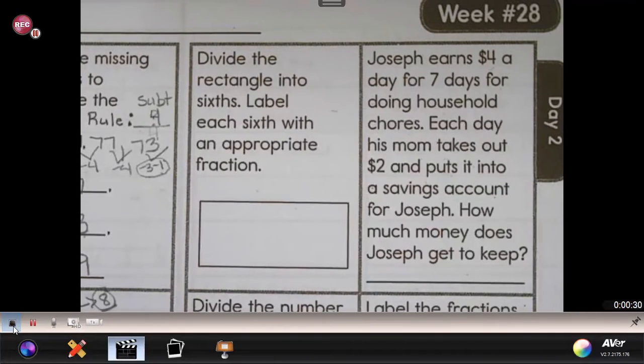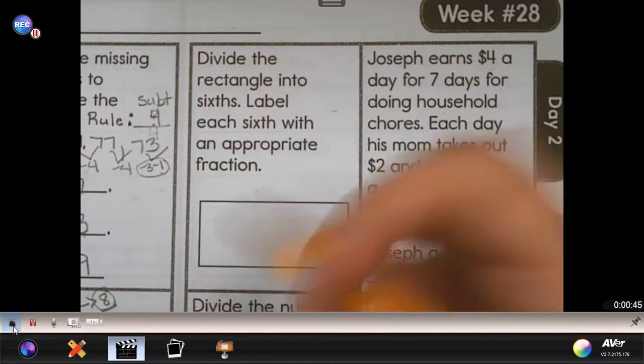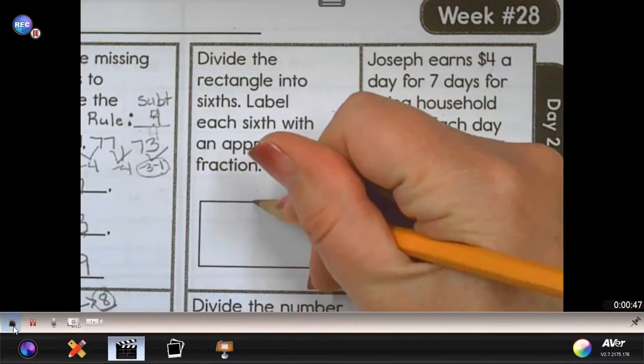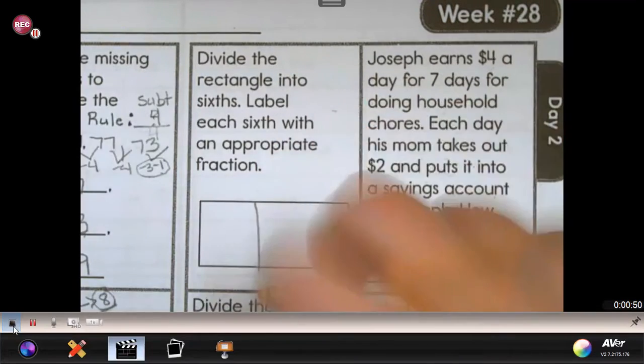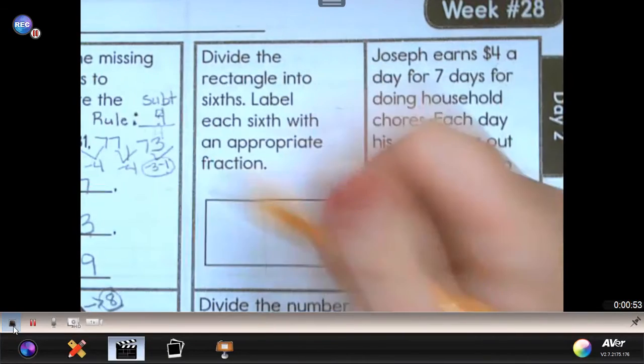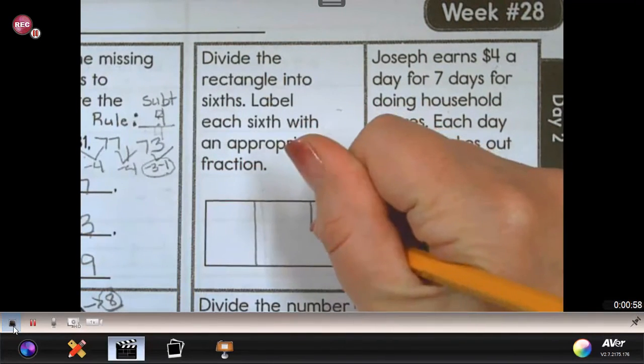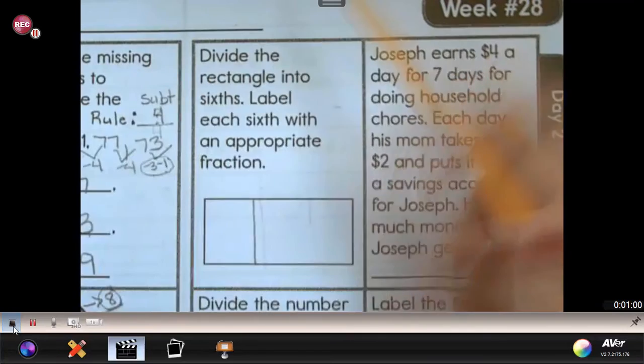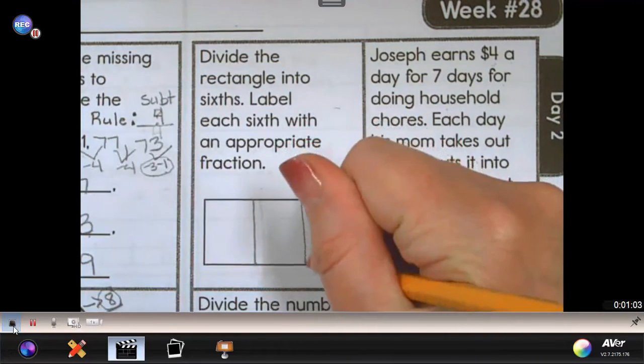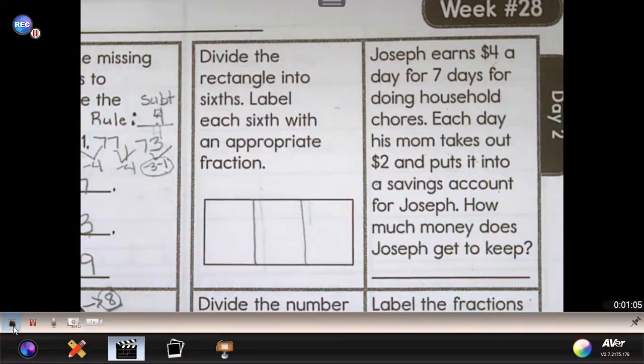So remember, when we divide a rectangle into equal parts, we are making sure that each one of those parts is the same size. So to break up a rectangle into sixths, we could start with thirds, or we could start with half. We could do either one, but if I start with thirds, I'm going to use my little bit of spatial sense here and see if I can get thirds.